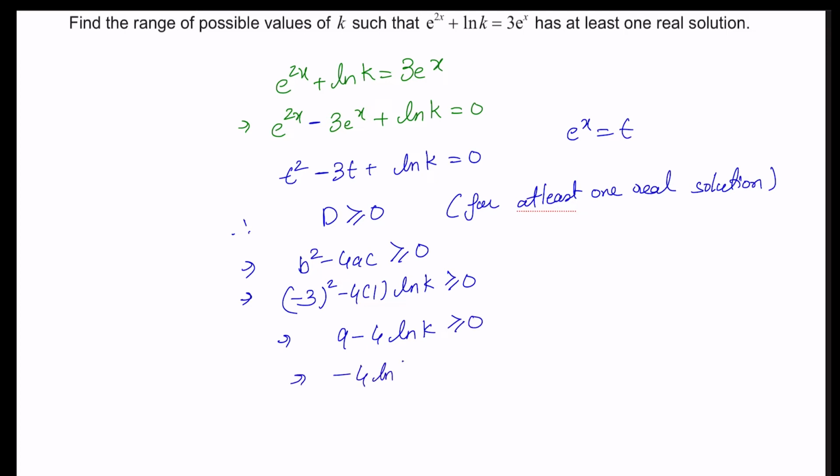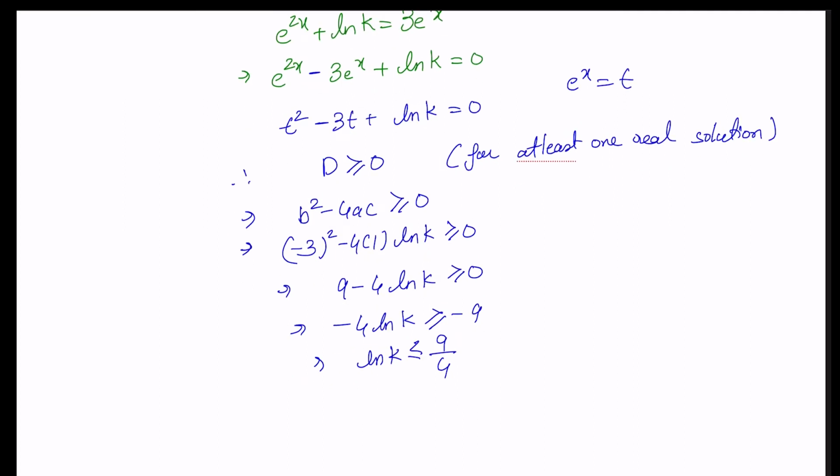So minus 4 ln k is greater than or equal to minus 9. So divide both sides by minus 4. We'll get ln k less than or equal to 9 by 4. As we are multiplying both sides by a negative number, we have to flip the inequality. So ln k is less than or equal to 9 by 4.